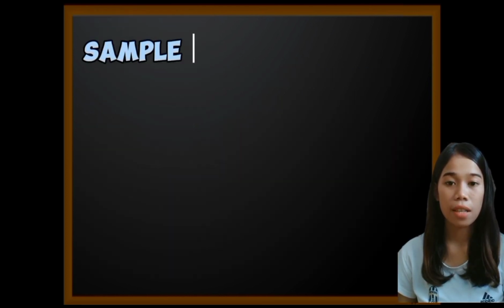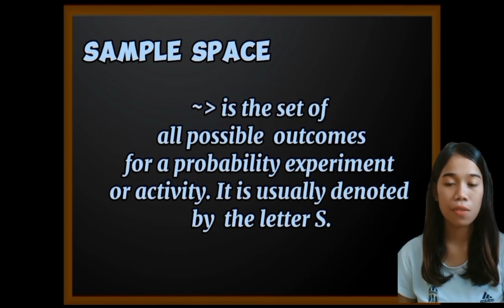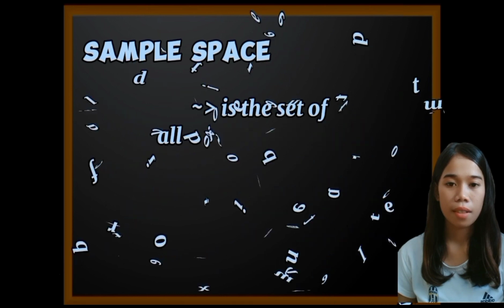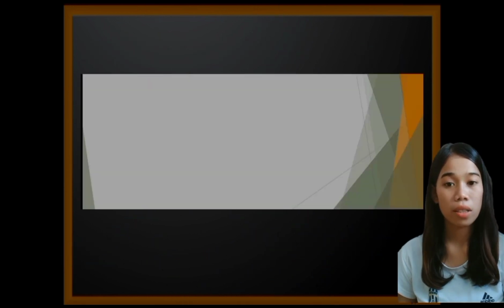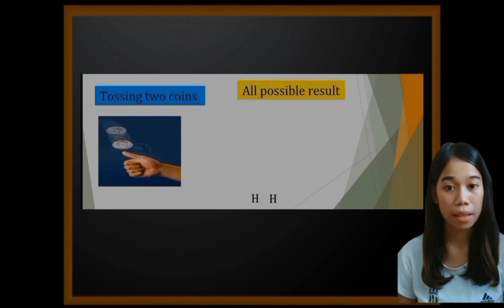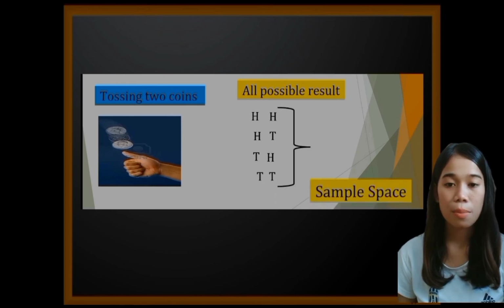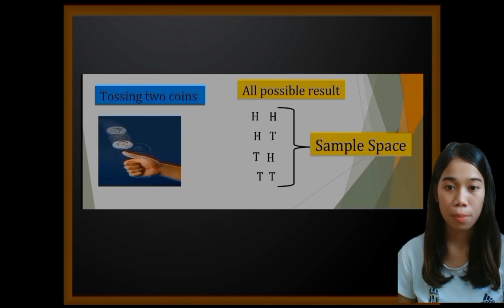Next we have sample space. Sample space is the set of all possible outcomes for a probability experiment or activity. It is usually denoted by the letter S. For example, when we are tossing two coins, we list all the possible results of the experiment. So we have head and head, head and tail, or it could be tail and head, or tail and tail. All these possible results are called the sample space.